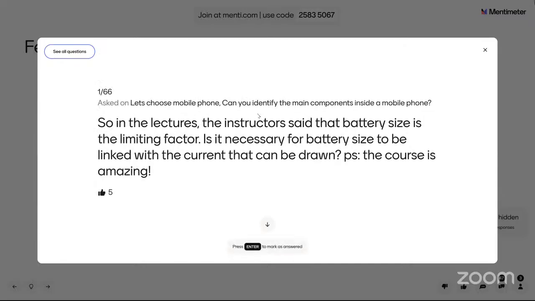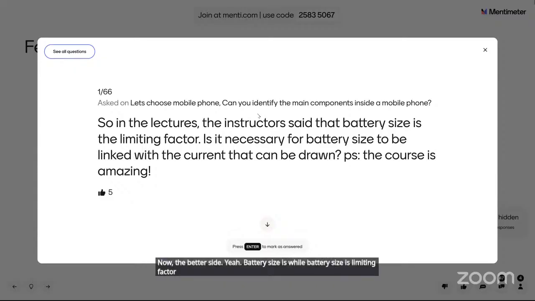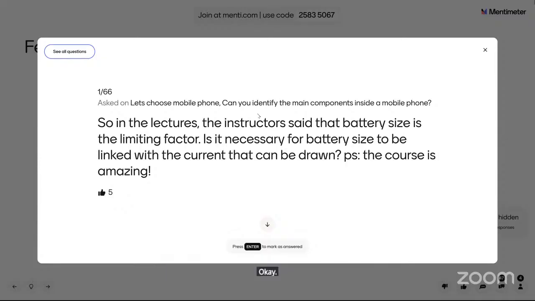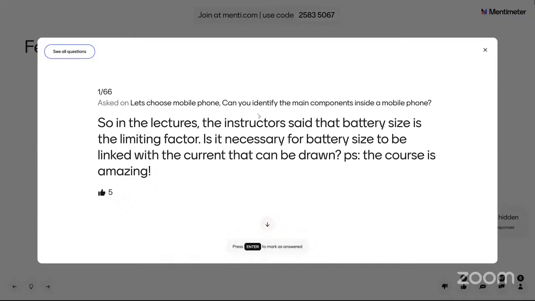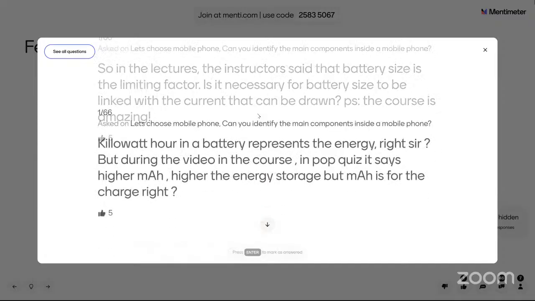Now, battery size is a limiting factor because if we increase the battery capacity, we have to increase the size of the battery also. And in a mobile phone, if we increase the battery size, we have to increase the thickness as well as the length and width. So my mobile phone is bulky. My mobile phone size is too long, so I cannot handle that in my pocket. So that is the limitation. Okay, so I think I answered this question.